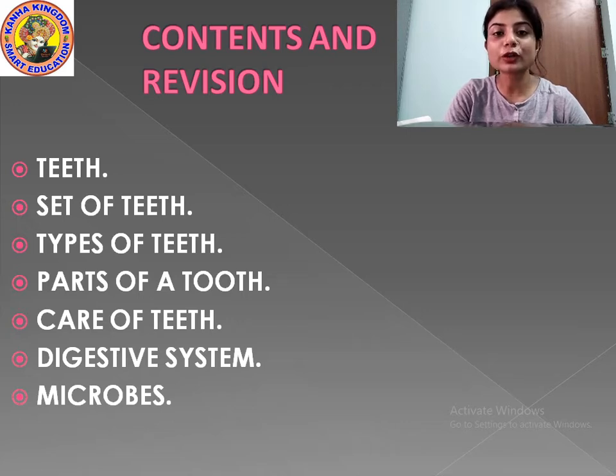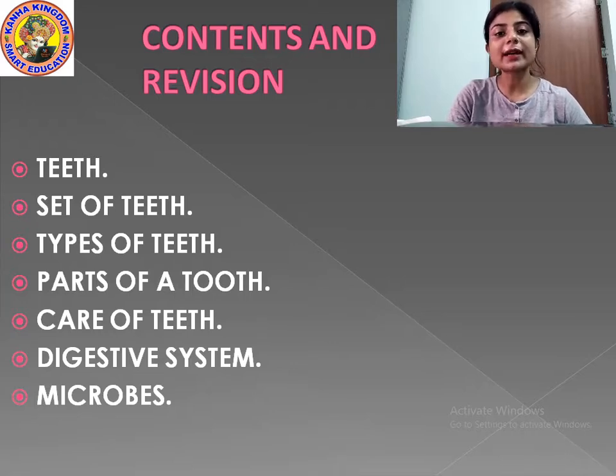Those temporary teeth are also called milk teeth, which fall off when you grow to the age of 5 or 6 years old, and in place of the temporary teeth, permanent teeth grow. Permanent teeth are 32 in number. How many permanent teeth are there? There are 32 permanent teeth.